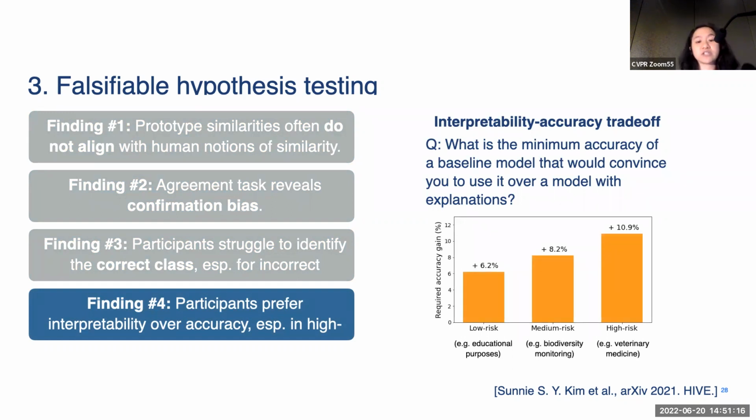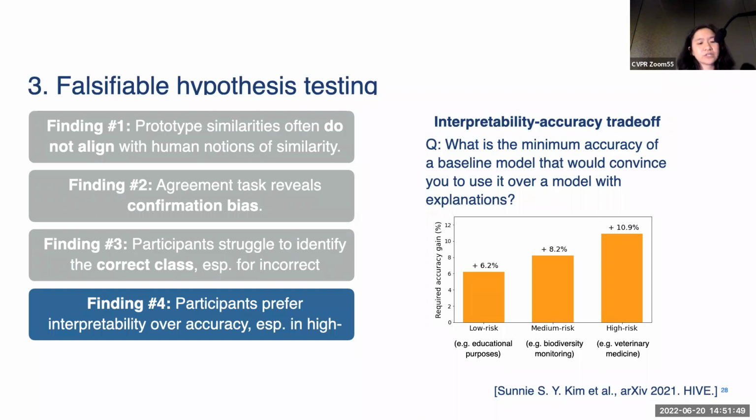First, for low risk settings, such as educational uses. Second, for medium risk settings like biodiversity monitoring. And third, for high risk settings, such as veterinarian science. Here, the x-axis shows the risk setting, and the y-axis reports the mean required accuracy gain a baseline model needed to have over a model with explanations in order for participants to prefer that baseline model. Explaining the high-risk setting bar on the right, participants required a baseline model to have almost 11% higher accuracy than a model with explanations.